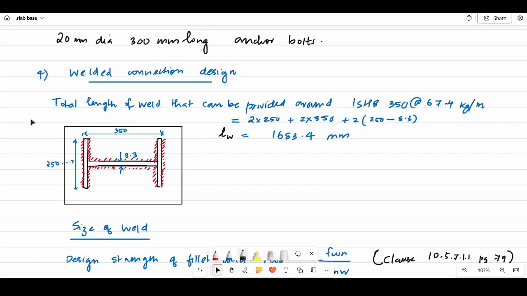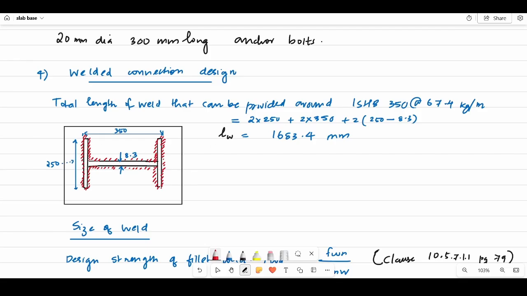We know that the welding will be provided along the sides of this ISHB. All the red marked areas are where we will be welding throughout the members, around ISHB 350 at 67.4. First we have to find the total length of the weld, that is the Lw value. So this will be 250, this will be 250, that is 2 times 250, and this length will be 350, so that this small area also will be covered. So this length plus this length plus this length will be 350, and so on, that's 2 times 350.